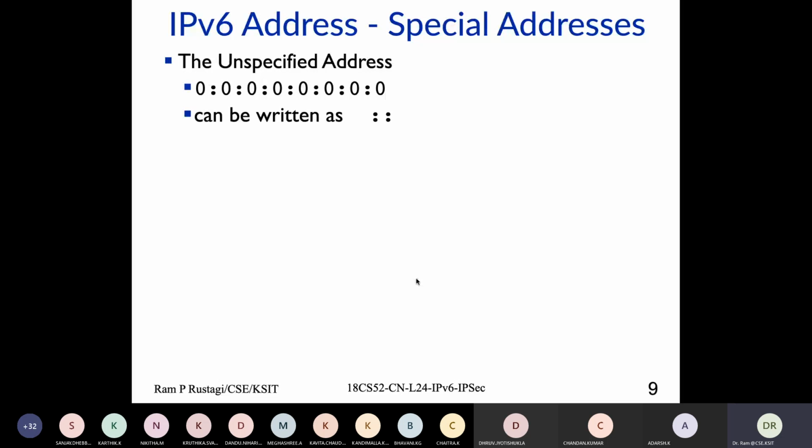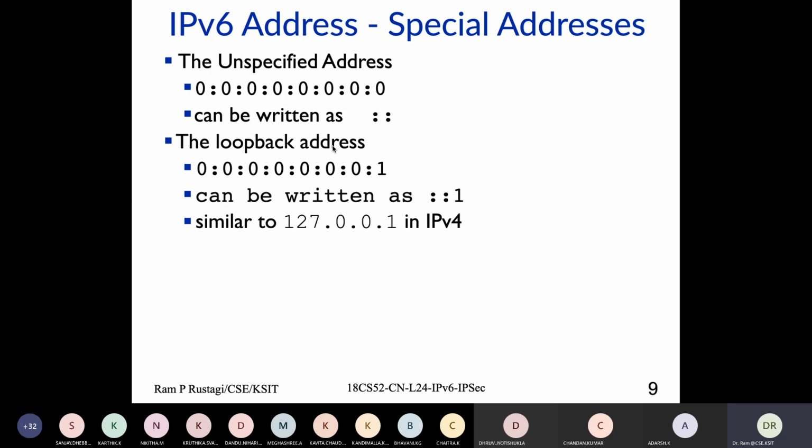The other is the address space we looked at. When you make a DHCP request, you don't know your IP address, so you put in 0. Same in IPv6: either you put 0 colon 0 colon 0 colon 0 colon 0 colon 0 colon 0, or we can just write double colon. Similarly, for the loopback address, we can write double colon 1, very similar to the loopback address in IPv4.